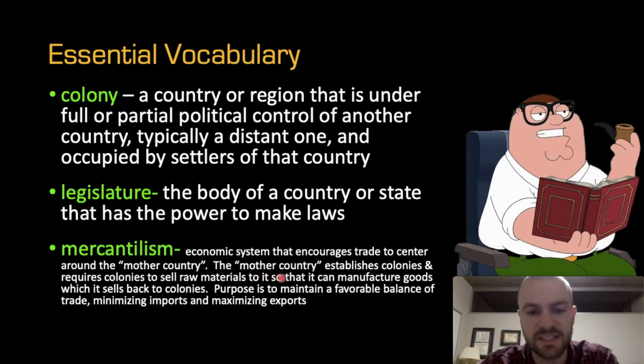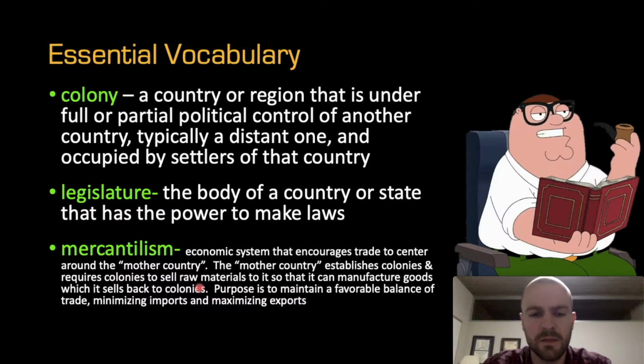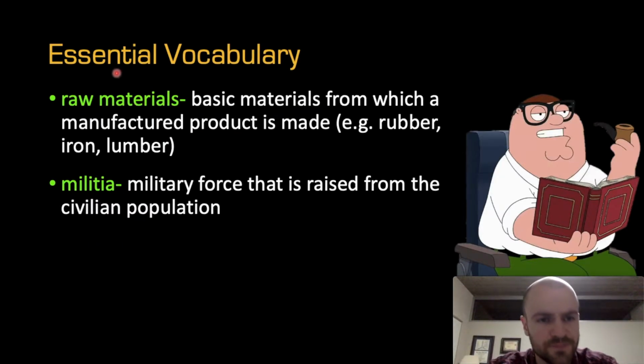The purpose is to maintain a favorable balance of trade, minimizing imports, or things that they bring into their country, and maximizing exports, things that they sell to other countries. Okay, so when we're talking about raw materials here, raw materials are basic materials from which a manufactured product is made.